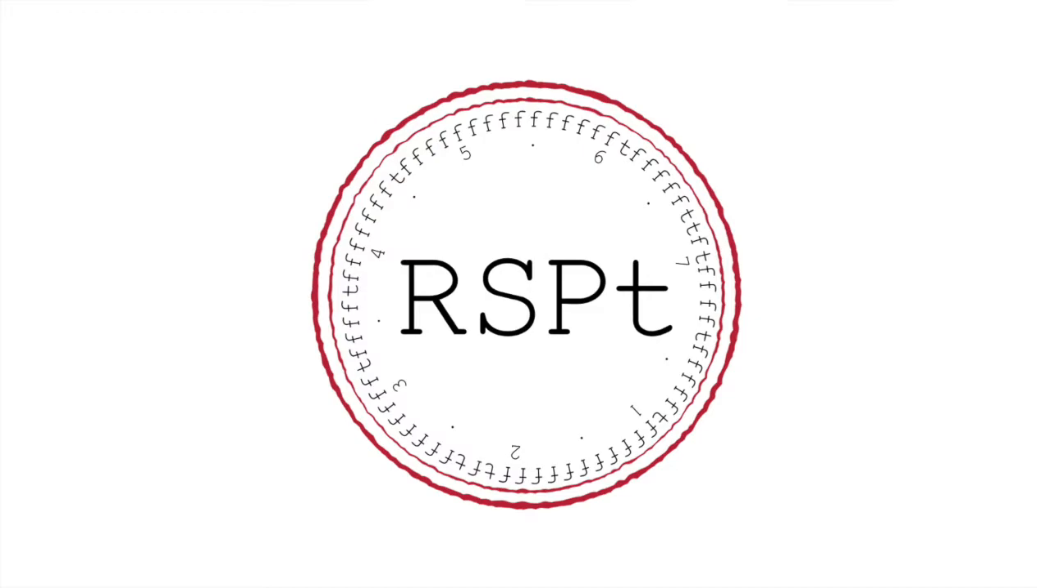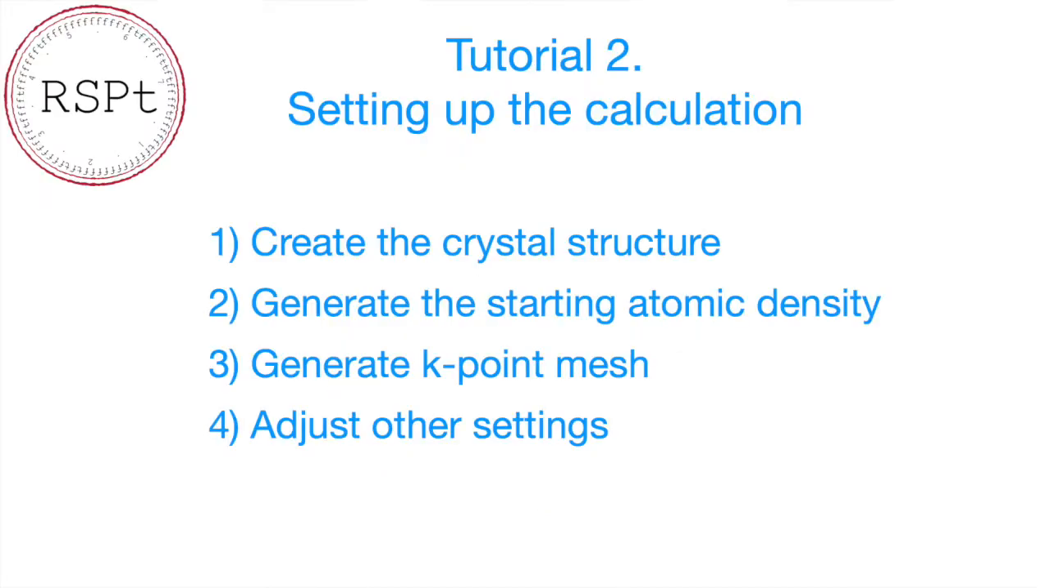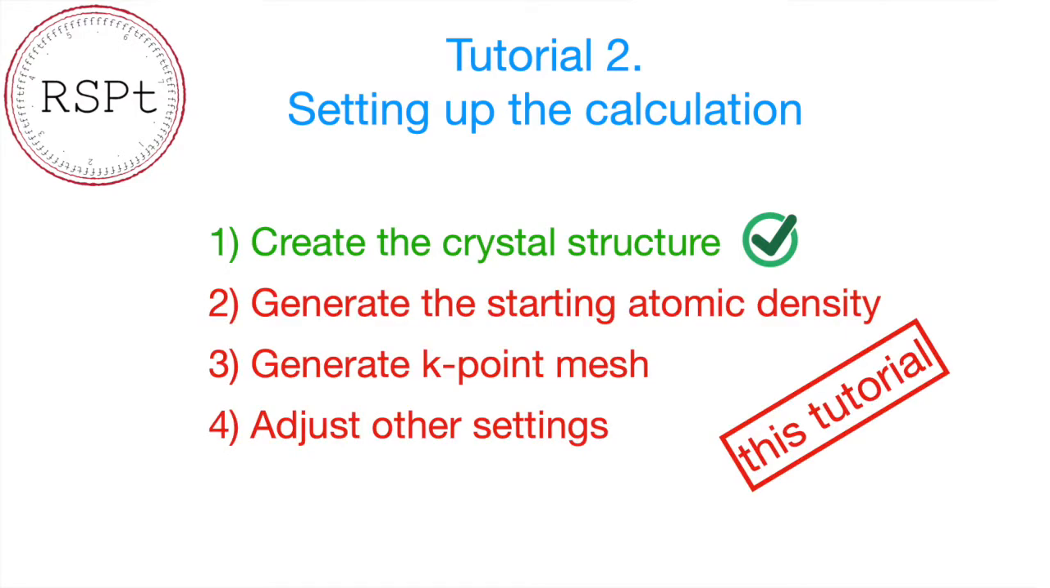In our previous video we set up the crystal structure, and in this video I will show you how to set up the calculation. There are a few more things which have to be done. Apart from creating the crystal structure, we also need to generate the starting atomic density, we'll need to generate the keypoint mesh and adjust other settings. So let's go through these steps one by one.